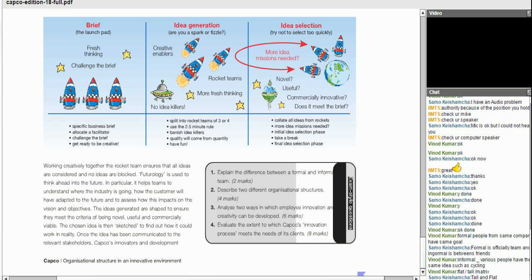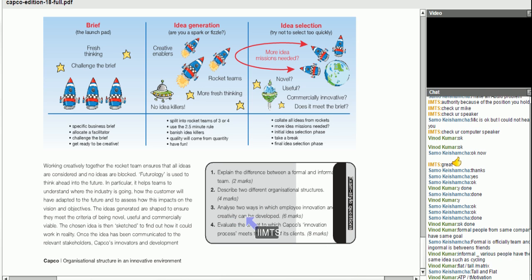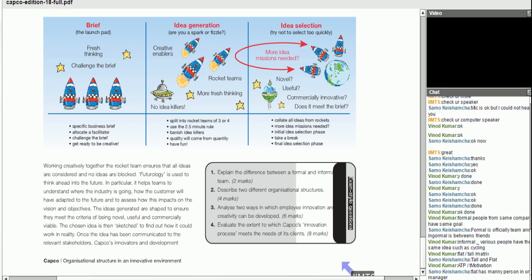So I think we can just wind up now. It says analyze two ways in which employee innovation and creativity can be developed. It can be developed through formal means, like if they are given training, and through informal means, if they are allowed to socialize and all. Okay? Yes.